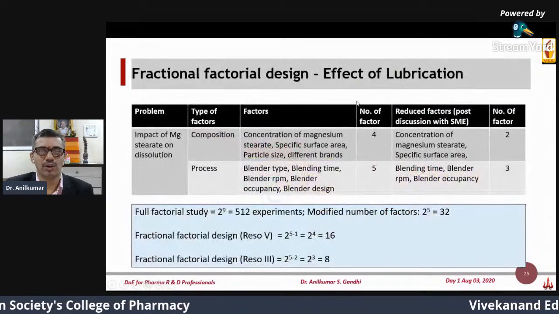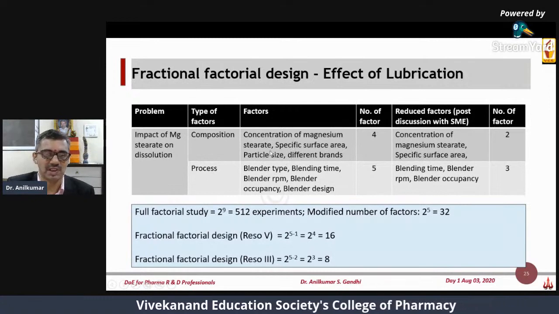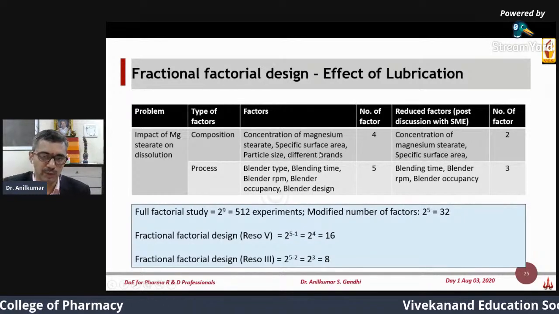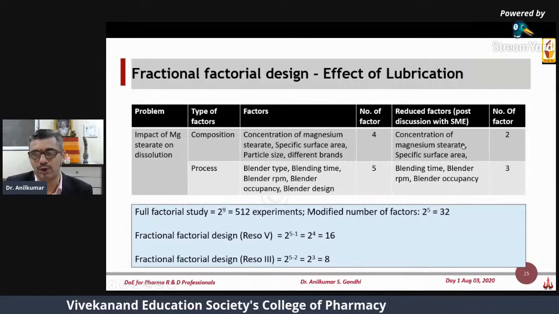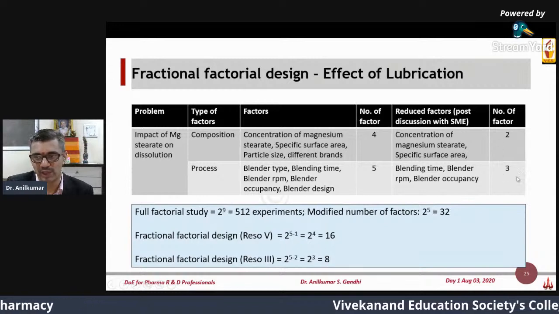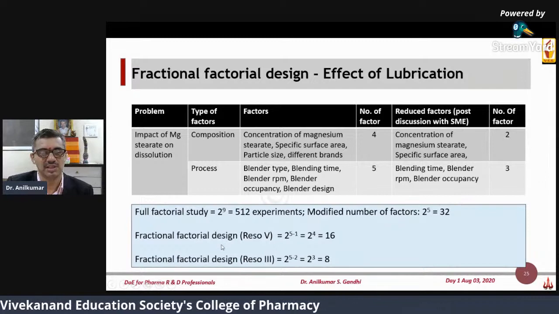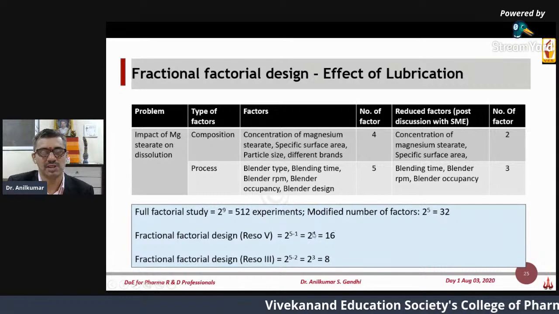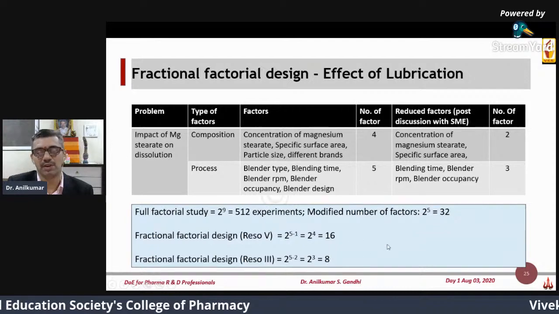Okay. Now we go to the subject matter expert, and he says that particle size and specific surface area are going to be very similar, so please drop them. Let's not study different brands at this point in time; we can decide on the COA. So they dropped 2 factors, and they've also removed 2 more factors. So now we are left with 5 factors, starting from 9. With 5 factors, we will have either full factorial, which is 32 experiments, resolution 5 design, which is 16, and resolution 3 design, which is 8 runs.